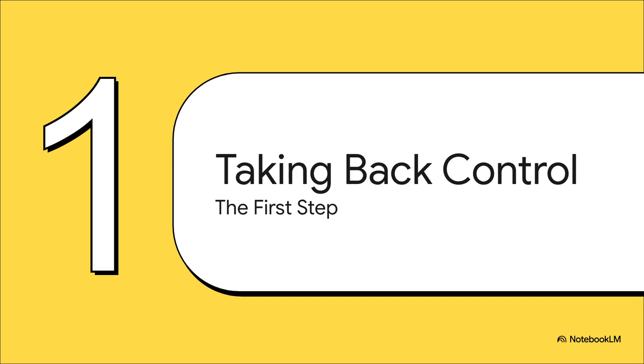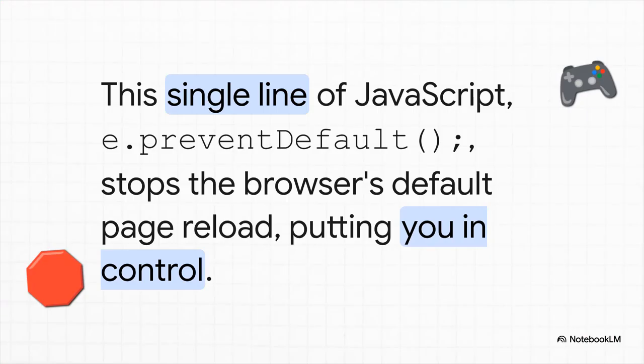Okay, so our very first move is all about taking back control. See, by default, a web browser is just programmed to refresh the entire page the second you hit submit. We need to step in and tell it, nope, not this time. We're going to stop that automatic page refresh right in its tracks. This single line of JavaScript code is the key that unlocks everything. When a user clicks submit, our code jumps in and basically tells the browser, hey, hold on a second. Don't do your usual page reload thing. I've got this. This one little command is what makes all the other cool stuff possible.